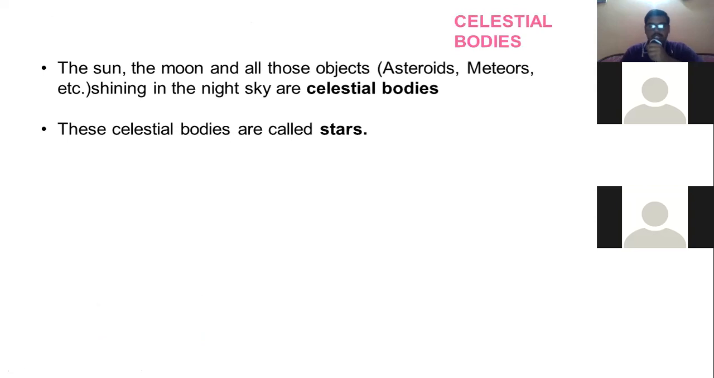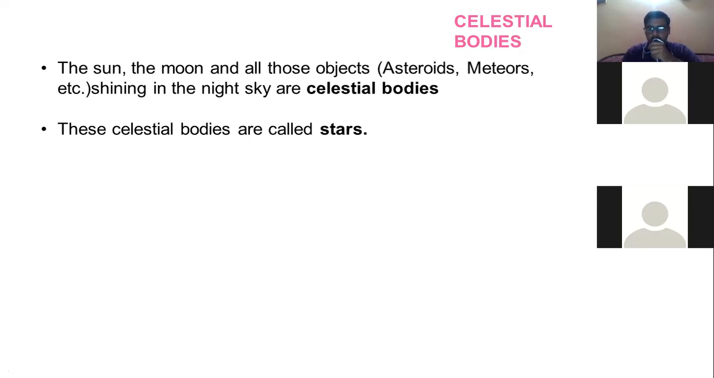When we talk about our solar system and our Milky Way Galaxy, there are other objects related to the solar system, which are the celestial bodies. As you can see here, the sun, the moon, and all those objects, the asteroids, meteoroids, and comets, especially shining in the night sky, are celestial bodies. And we can see in the night sky so many stars, and satellites moving from one side of the sky to another.